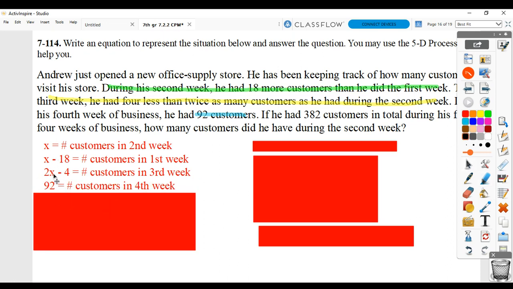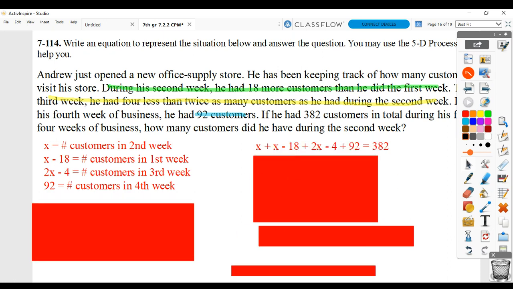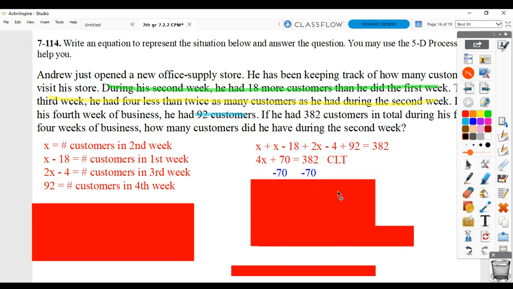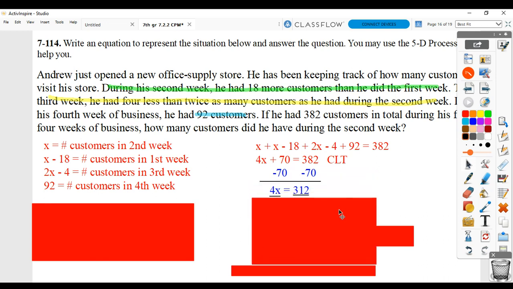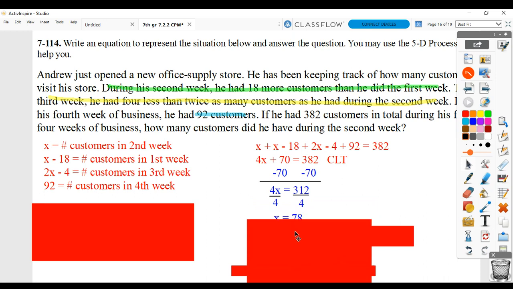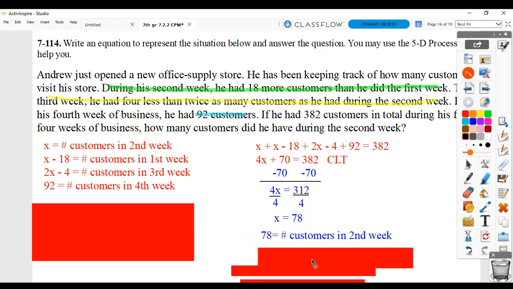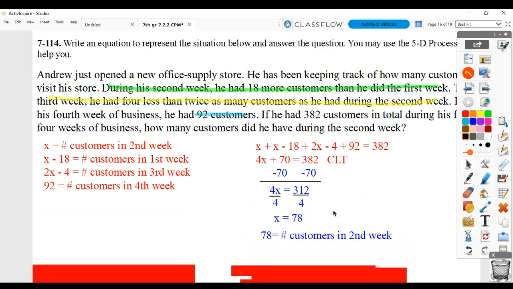So these need to be added up to give us our total of 382. So x plus x minus 18 plus 2x minus 4 plus 92 is going to equal 382. Again, you're going to start by combining your like terms, then subtract 70 from both sides. You get 4x equals 312. Divide by 4, x equals 78. So 78 is the number of customers that he had during the second week, which is what they asked about.